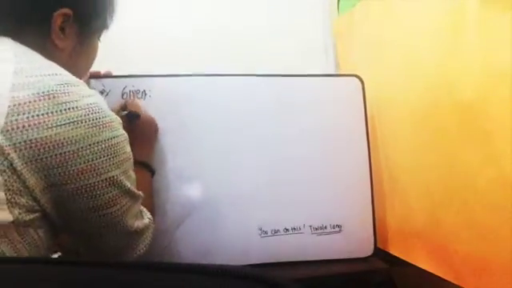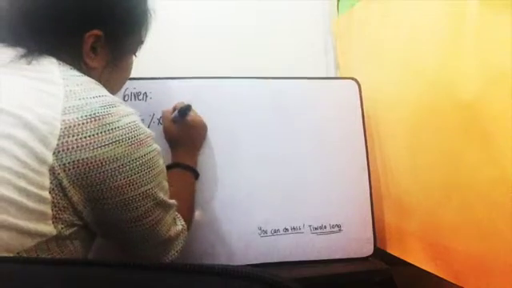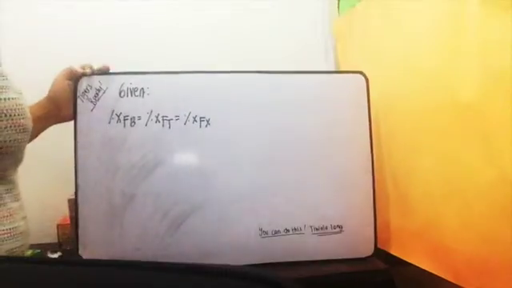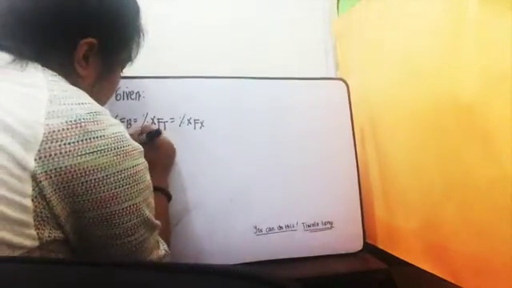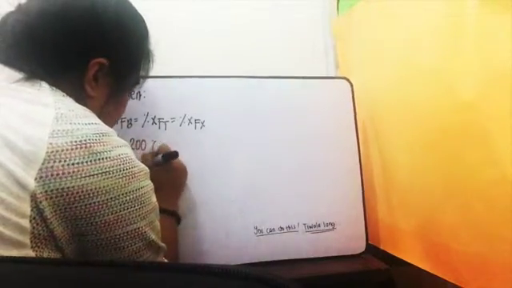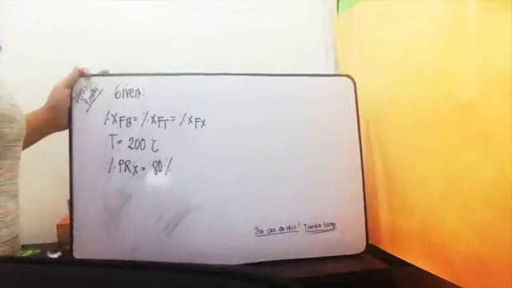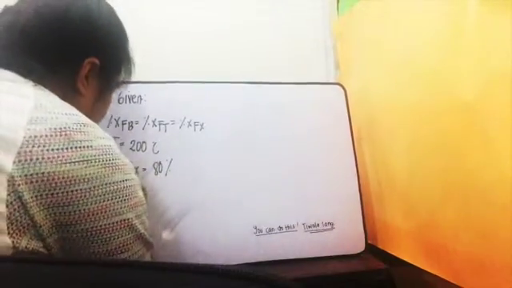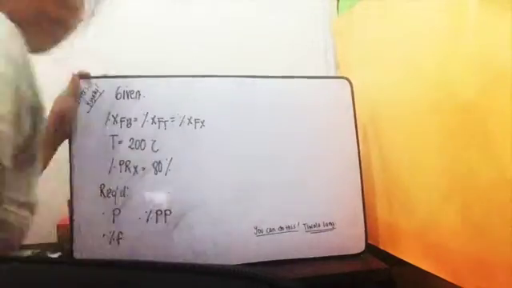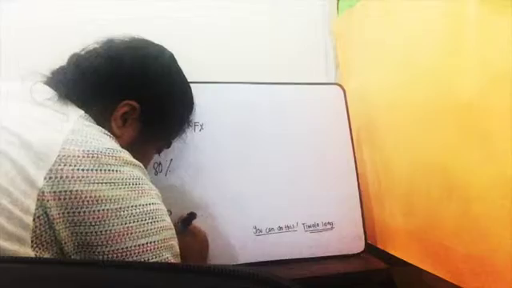So, the given for the problem is an equimolar liquid mixture of benzene, toluene, and o-xylene. We are given the temperature of 200 degrees Celsius and a percent recovery of o-xylene, which is 80%. The required for this problem are the operating pressure, percent F, percent purity, and split ratio of toluene.